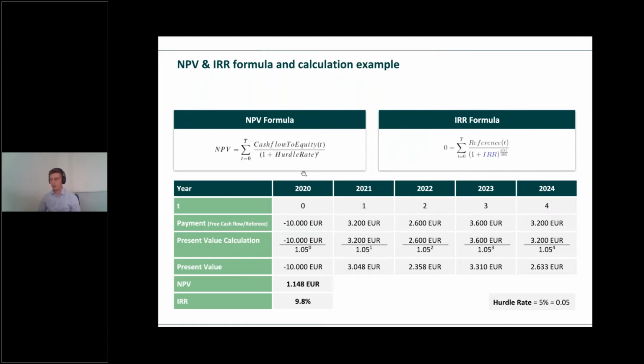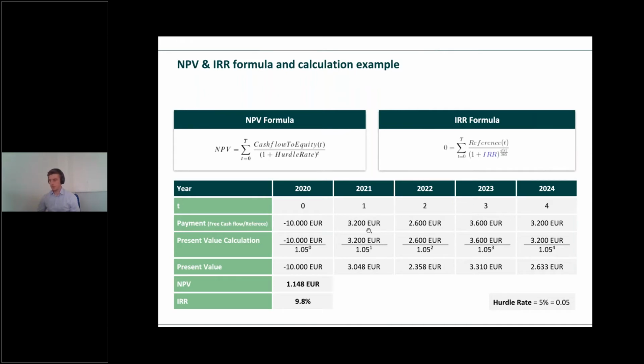When it's a monthly model, it's a little bit more complicated, but for this simple example, I think that should be fine. So basically, here in this example, we have a payment in year 2020, an investment of 10,000 euros. In year 2021, we have a cash flow to equity of 3,200. So that's our return, our dividend, then 2,600 and so on.